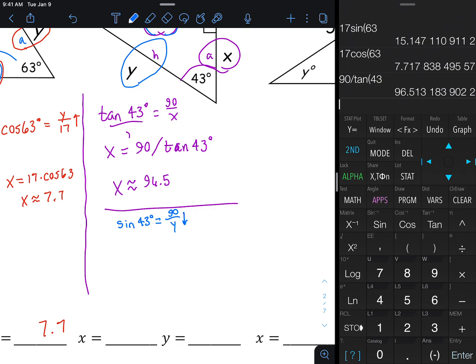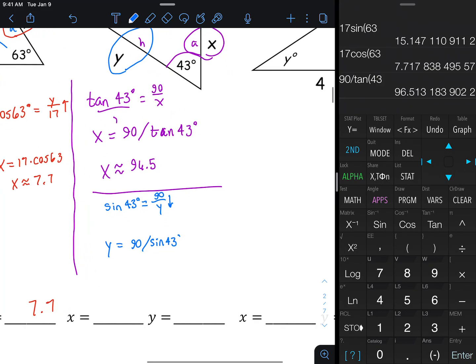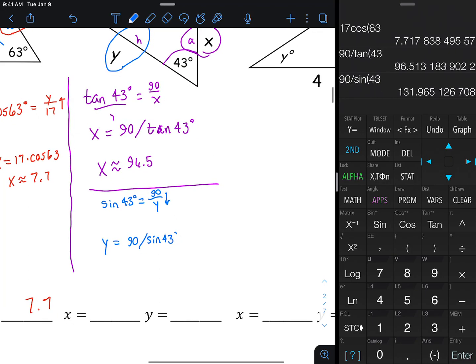So when you cross multiply and divide, y is equal to 90 divided by sine of 43 degrees. Then you can type that into the calculator, 90 divided by sine of 43. That's going to get you 131, not reading that right.